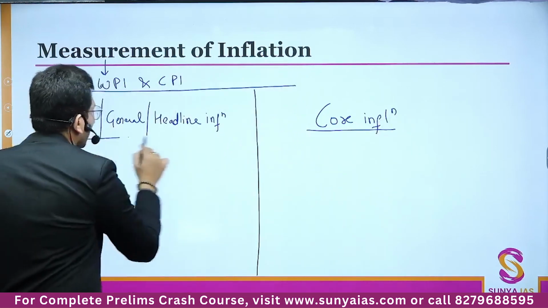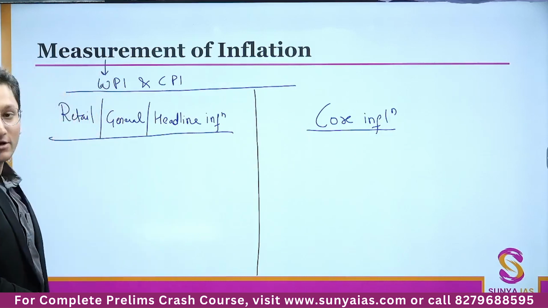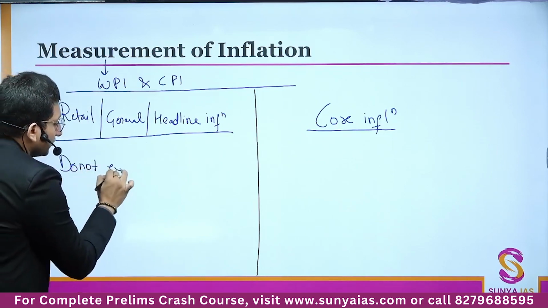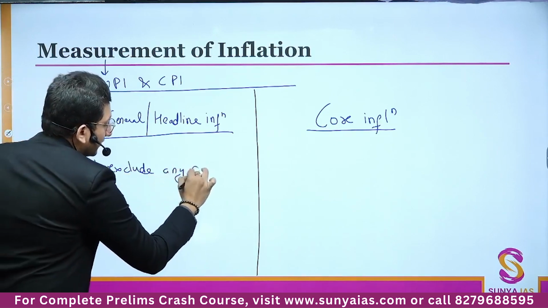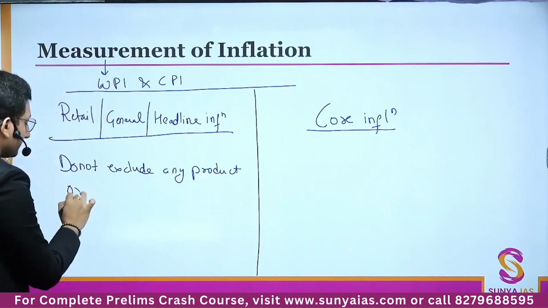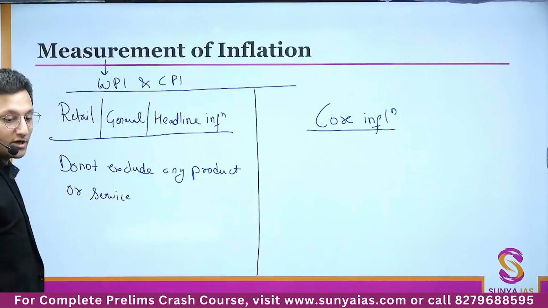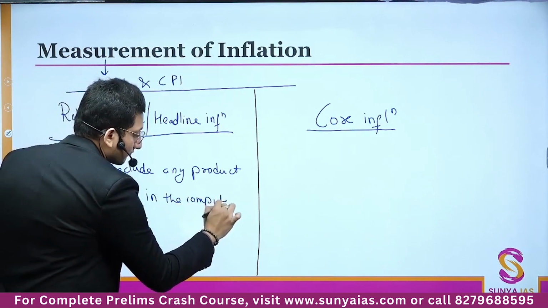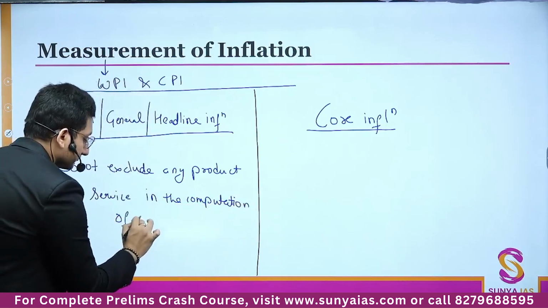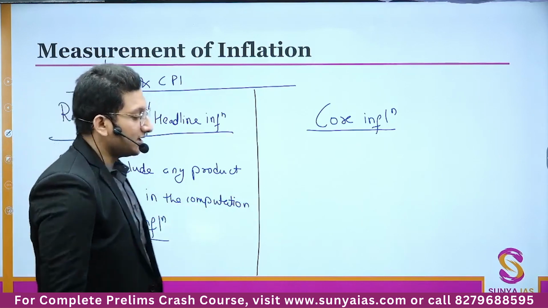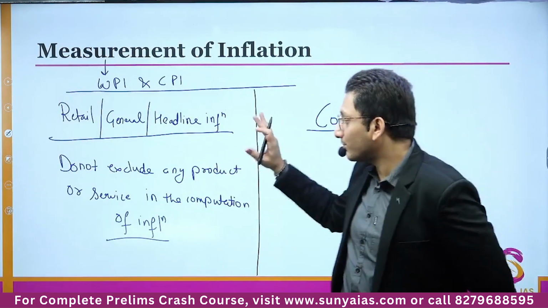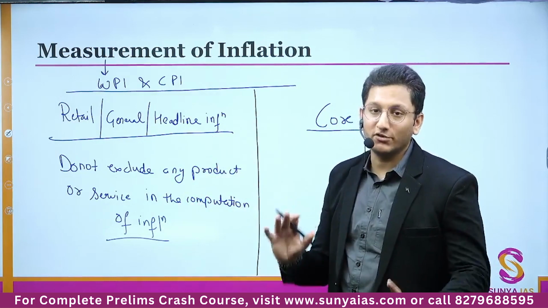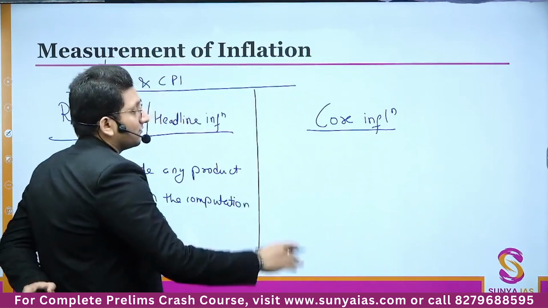ठीक है, चलो समझ लेते हैं कि ये है क्या. First of all, when I'm talking about retail, general or headline inflation, I do not exclude any product or service in the computation of inflation. So basically the idea is that guys, jab main inflation ko calculate kar raha hunga, to main kisi bhi good or service, kisi bhi product ko exclude nahi karunga. So that is what we called headline inflation or general inflation. Getting? Now, what is core inflation?